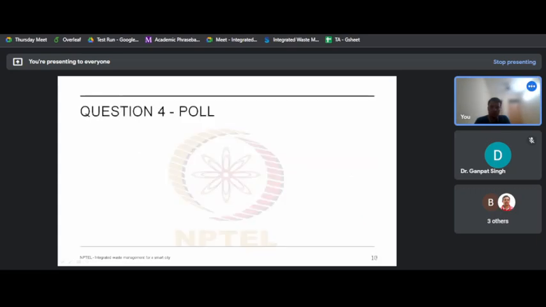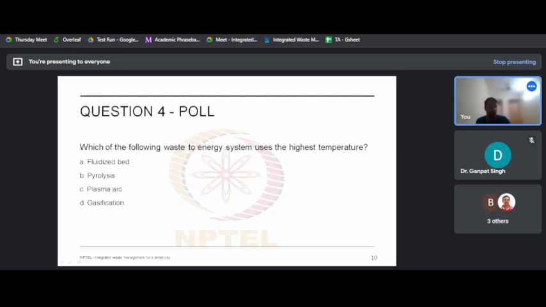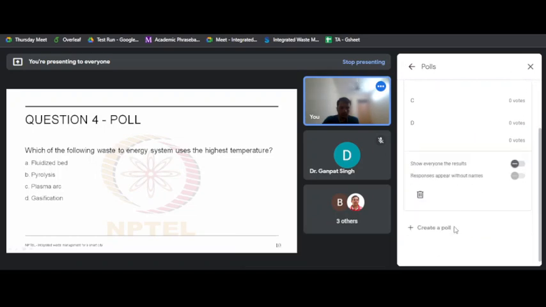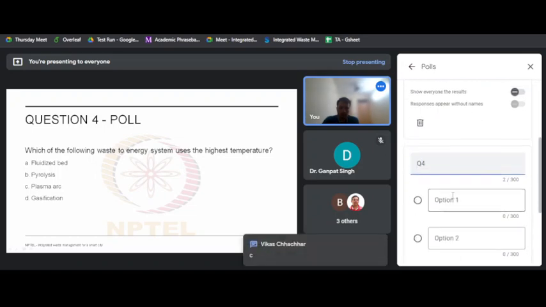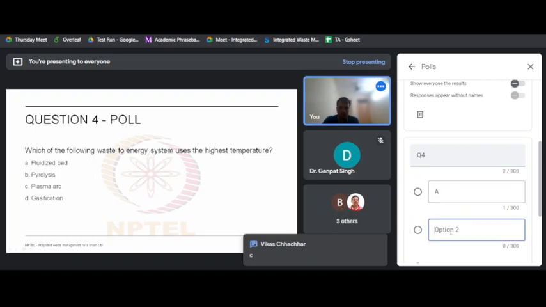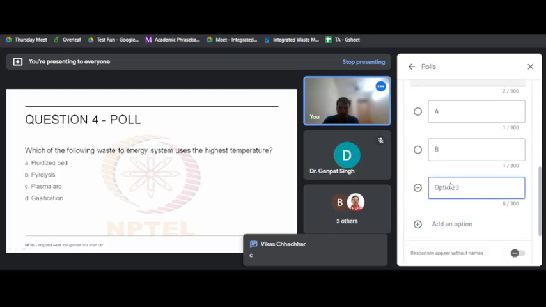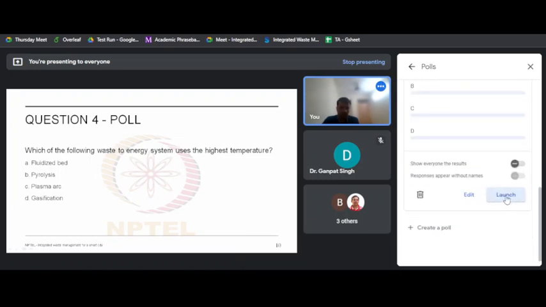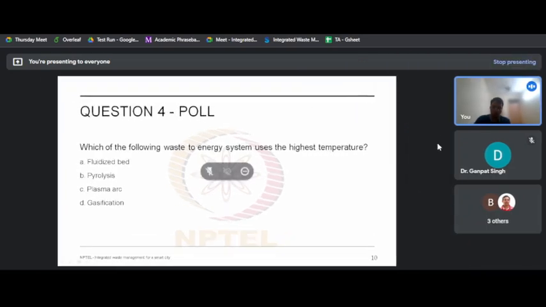Moving on to question number 4. So this is a poll. Which of the following waste to energy systems uses the highest temperature? The given options are fluidized bed, pyrolysis, plasma arc, and gasification. So I'll drop a poll. You can also answer it in the chat. Give maybe 2 minutes for this, then we will discuss the answer. Launch the poll.